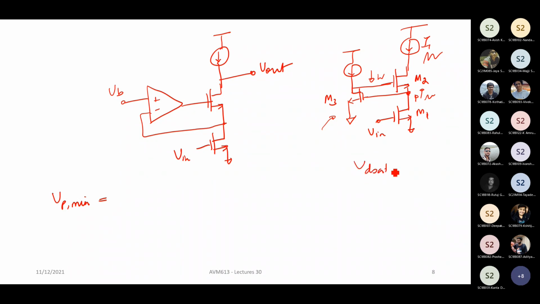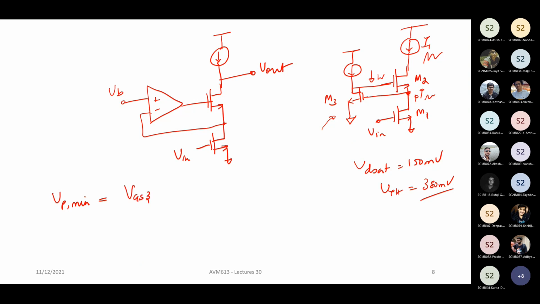So let's say VD sat is around some 150 millivolt. Do you think M3 will be on if you set your VP min to be this? Let's say VTH is around 380 millivolt or something. No, sir. Right. So here VP min has to be the greater of the two voltages. For M1 to be in saturation, you have VD sat. For M3, it is the gate to source voltage, and therefore it has to be VGS3.